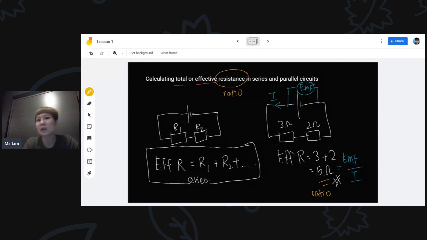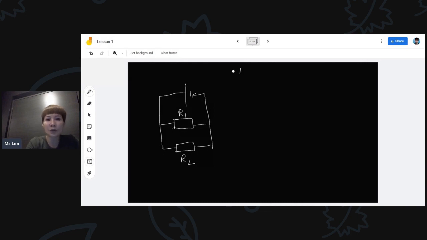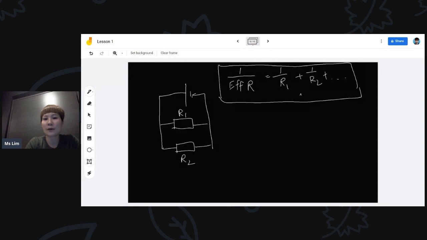Okay, now let's take a look at how to calculate the total effective resistance in a parallel circuit. Okay, so in a parallel circuit, the charges have more than one path to go through. The charges can either flow through R1 or it can flow through R2. In a parallel circuit, the total resistance is calculated in terms of fractions. So 1 over the effective resistance or the total resistance will be equal to the fraction 1 over R1 plus 1 over R2, etc. Okay, so this is the formula for parallel circuits.